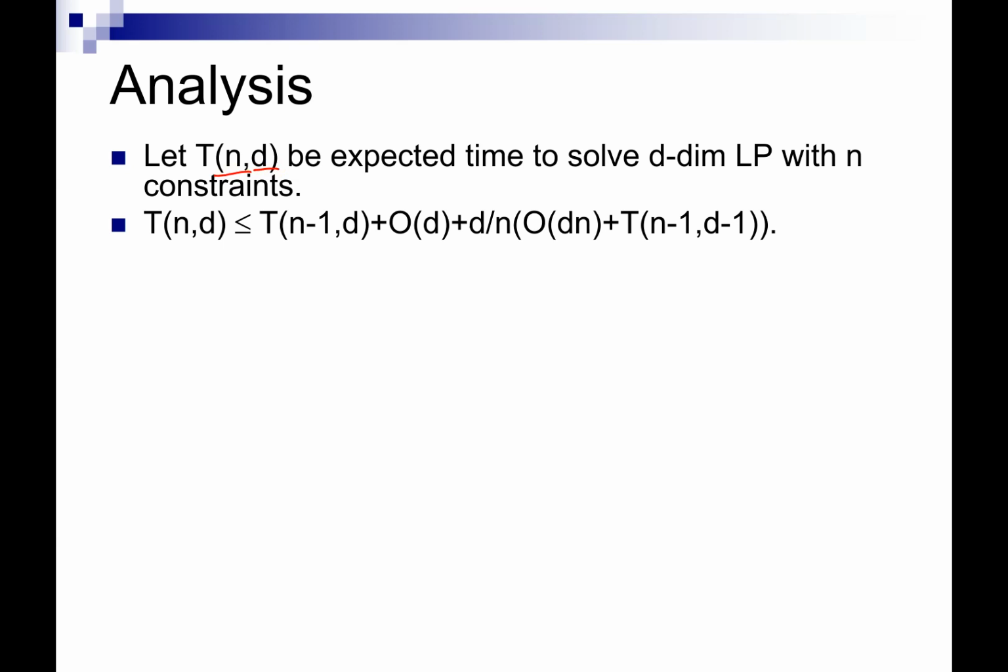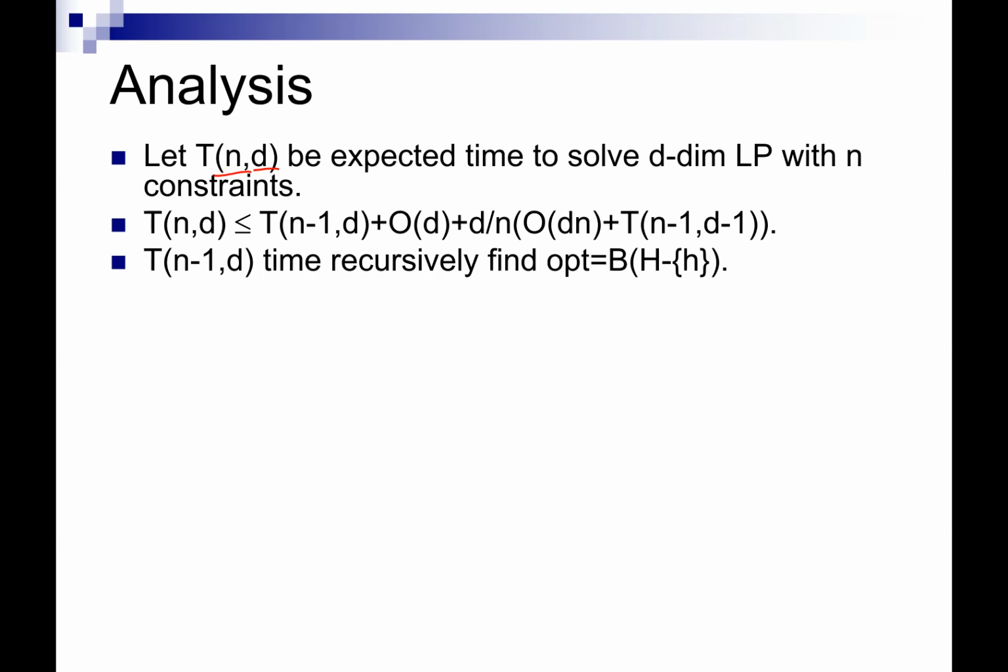So what we have is this equation over here. The reason we have this is because, remember that we needed to recursively find the optimum for h minus little h. Here there are m minus 1 constraints, but we're still in d dimensions. So therefore the amount of time is going to be t of m minus 1 comma d.